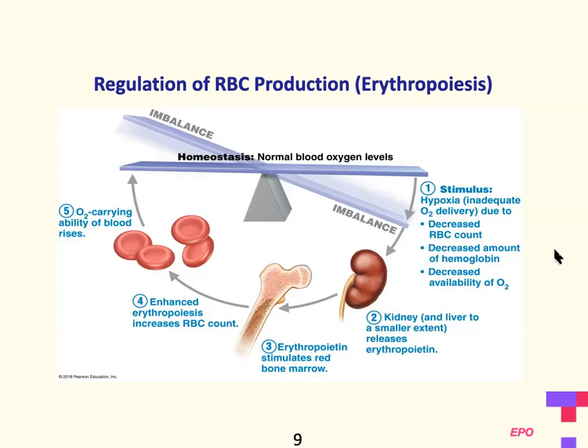Through this mechanism, you can see why patients with chronic kidney disease oftentimes also have anemia. Their kidneys are unable to secrete erythropoietin. Even if they have the stimulus of hypoxia, decreased red blood cell count, decreased availability of oxygen, or decreased hemoglobin, regardless of all these stimuli, their kidneys are not able to secrete erythropoietin, and they will end up with anemia.